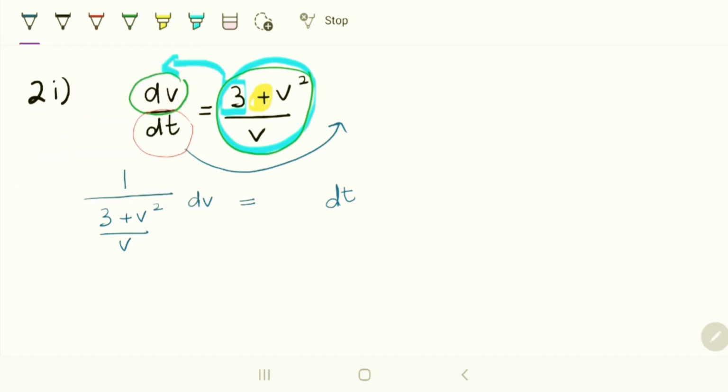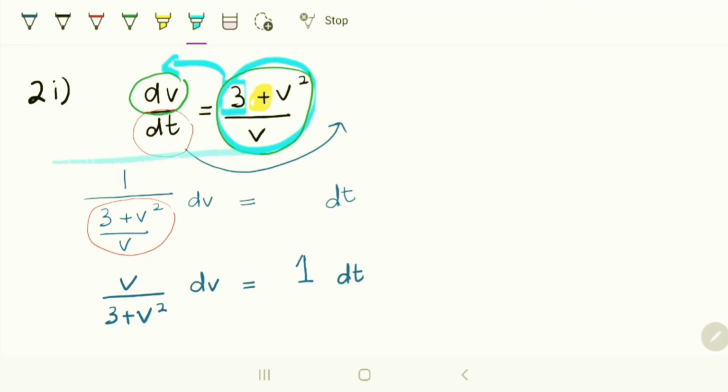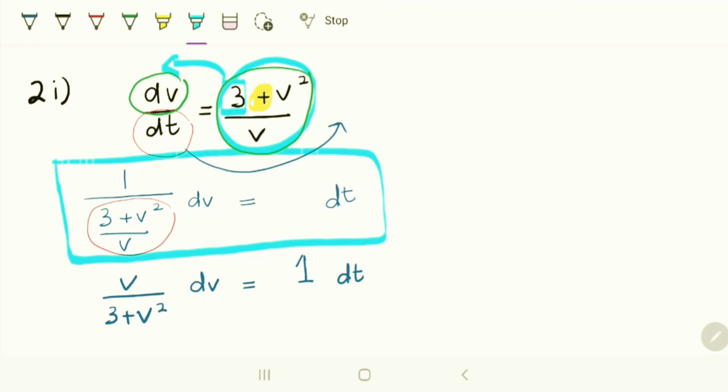So this part over here can be flipped because it is 1 over. So I have v over 3 plus v squared dv. And remember, we can write down 1 in front of dt. You can skip this part if you understand the concept of cross-multiplying fractions and straight away write the integral like this.